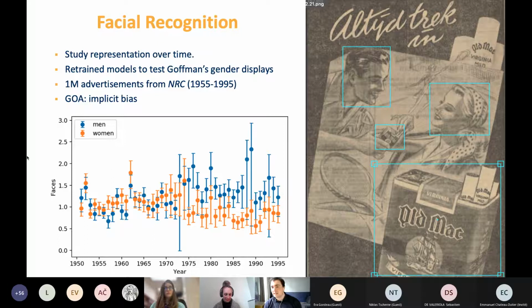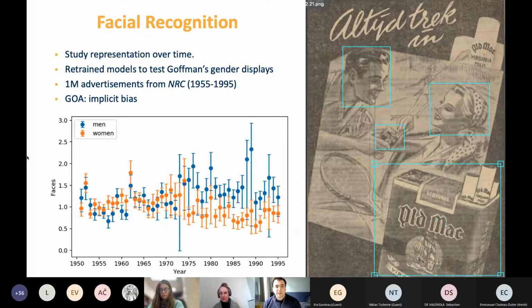And we used it to test a famous hypothesis by the sociologist Erving Goffman about the display of gender in advertisements. Goffman posited that men and women learn to perform their gender from looking at advertisements. He was a little bit of a pre-Judith Butler. And he had all sorts of rules on how men and women were interrelated in advertisements, and we tried to test those hypotheses.